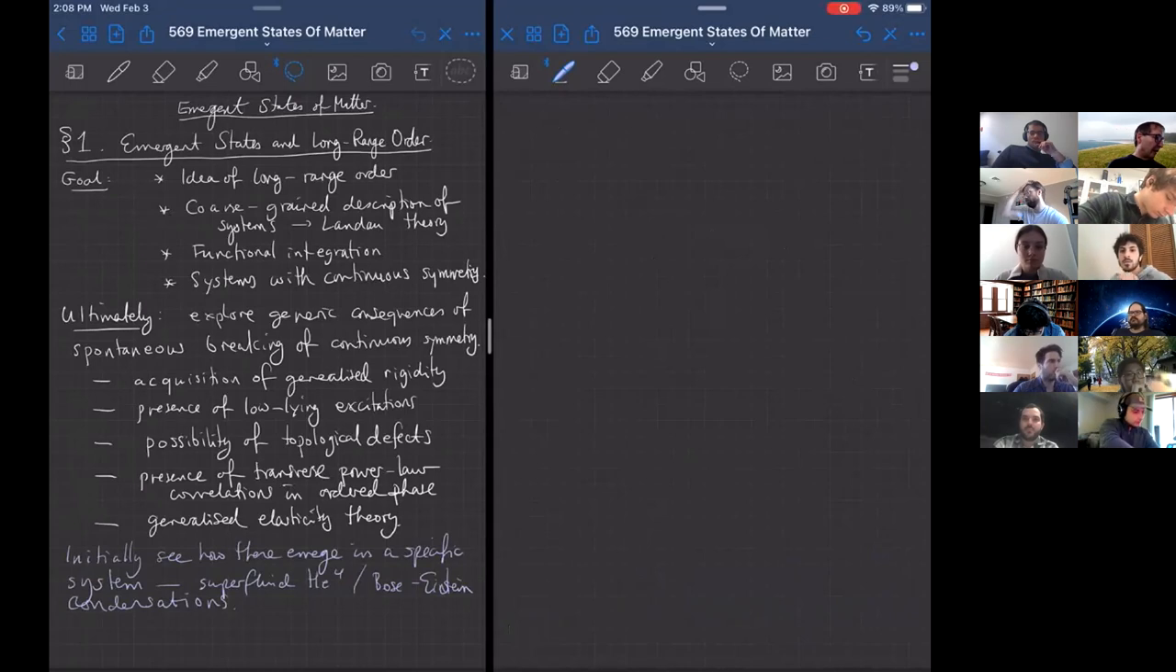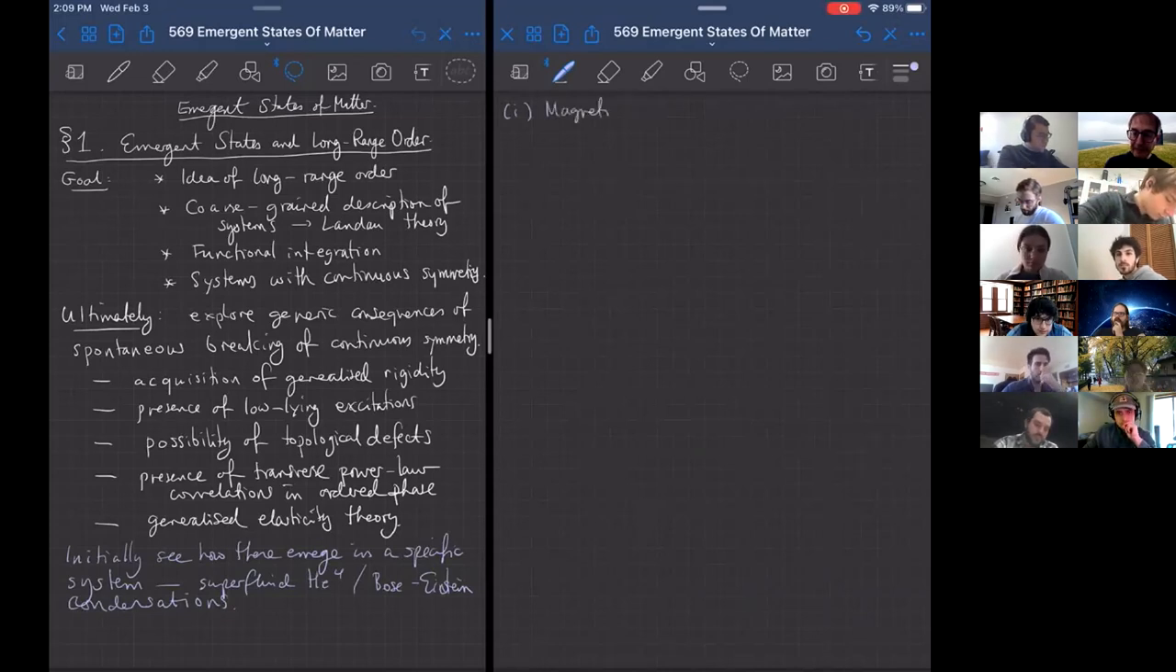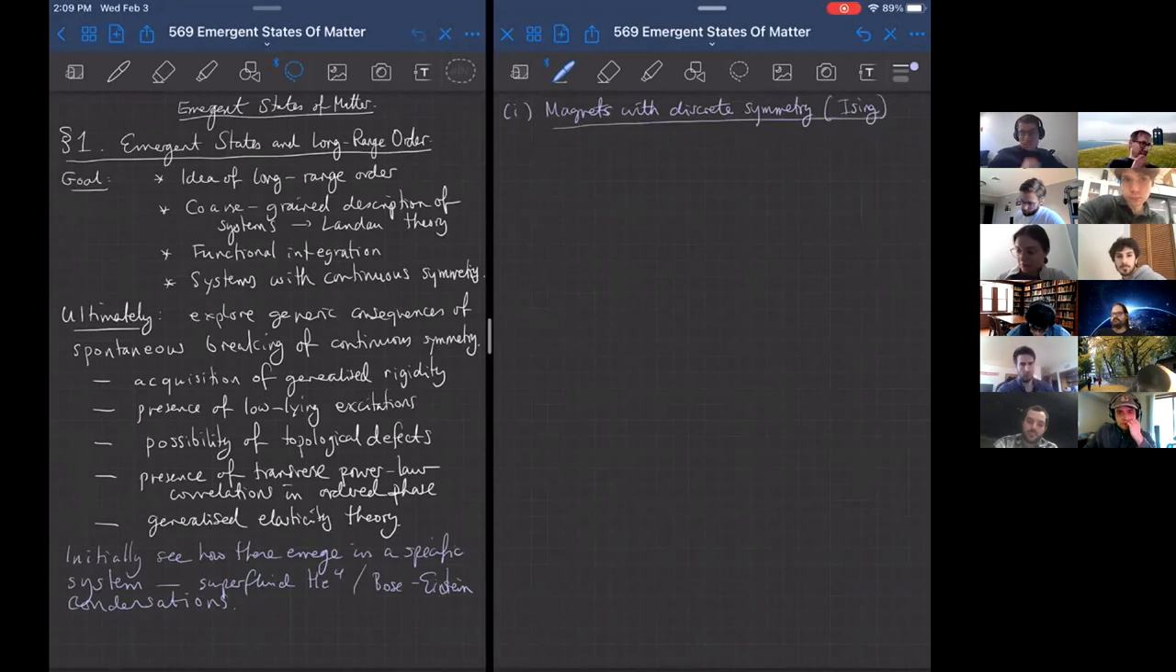So let's make a start. Part one. What we're going to talk about now is something very simple, which you've all seen, which is the case of a magnet with discrete symmetries. And that's just going to be an Ising model. Okay, so hopefully you've all seen this before. If you haven't, then it's going to be challenging, but this is a prerequisite for the course.